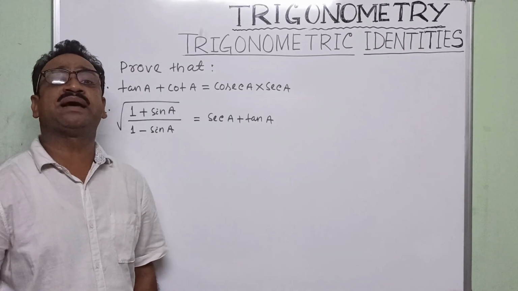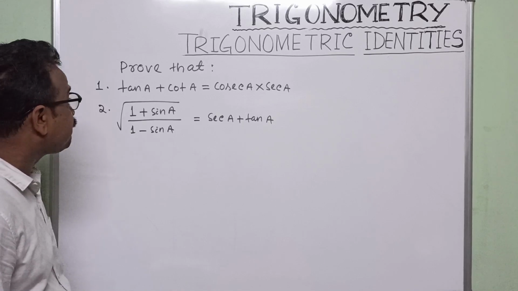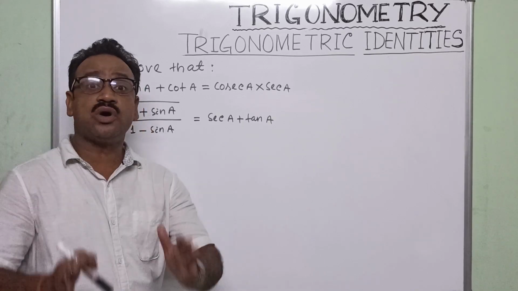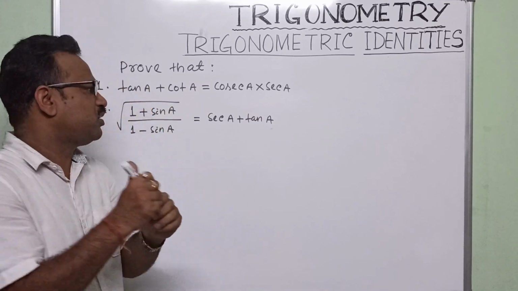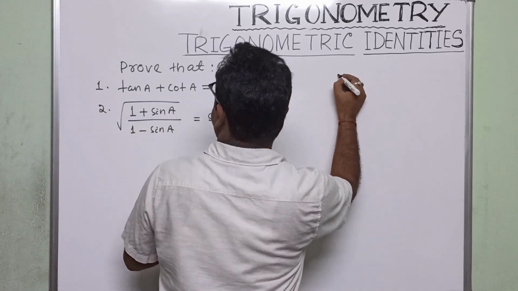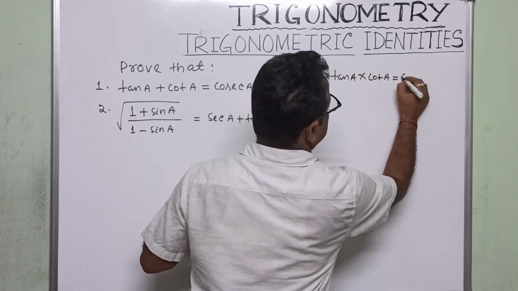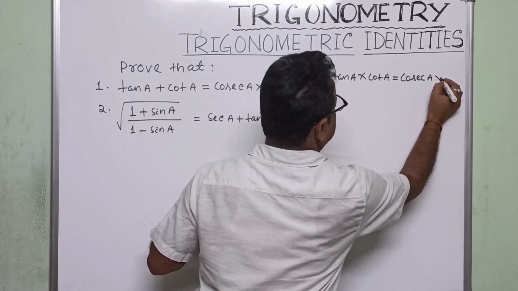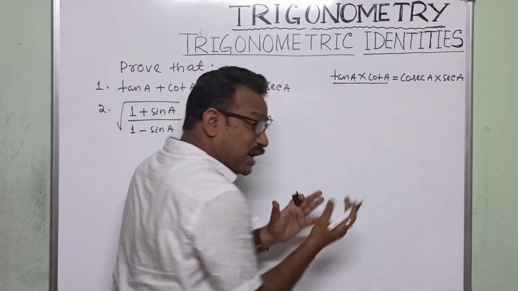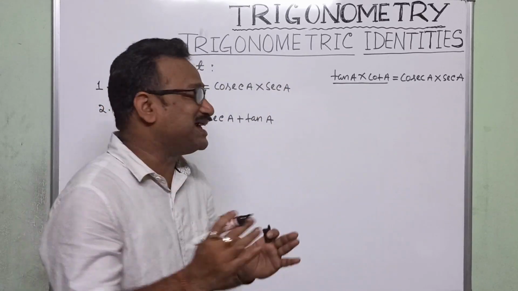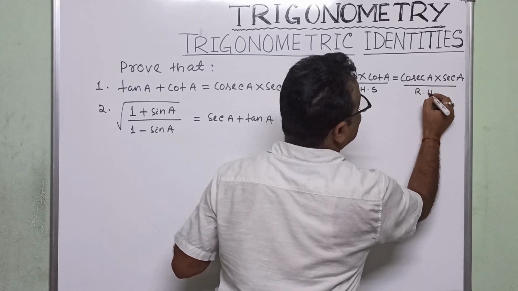So now move on to some examples of trigonometric identity. Example 1. Prove that tan A plus cot A is equal to cosec A into sec A. So how to solve it? First of all, write the question: tan A plus cot A is equal to cosec A into sec A. I have to take LHS or RHS. Generally we take LHS; this is your left hand side, this is your right hand side.